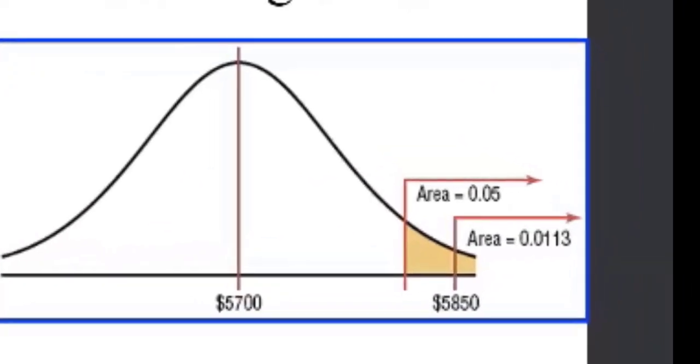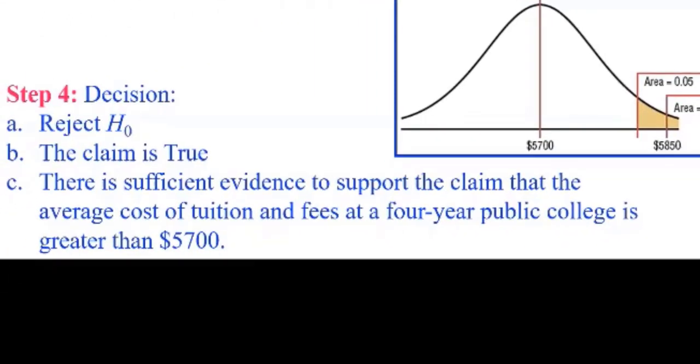What is alpha? 0.05. Which one is less? Well, the p-value. Therefore, you reject H0, and you know the rest. So reject H0, the claim is true. There is sufficient evidence to support the claim that the average cost of tuition and fees at a four-year public college is greater than $5,700.